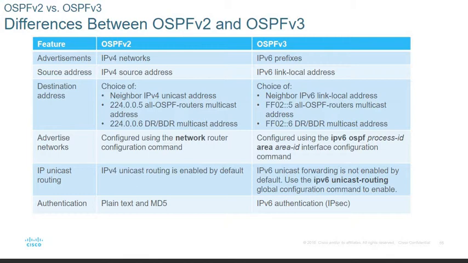Advertise networks: OSPFv2 networks are configured using the network router configuration command. OSPFv3 is configured using the ipv6 ospf process-id area area-id interface configuration command. IP unicast routing: IPv4 unicast routing is enabled by default. IPv6 unicast forwarding is not enabled by default. Use the ipv6 unicast-routing global configuration command to enable it. Authentication: OSPFv2 uses plain text and MD5; OSPFv3 uses IPv6 authentication, IPsec.